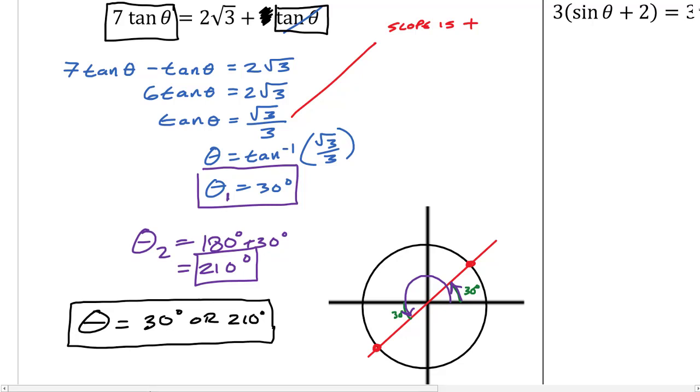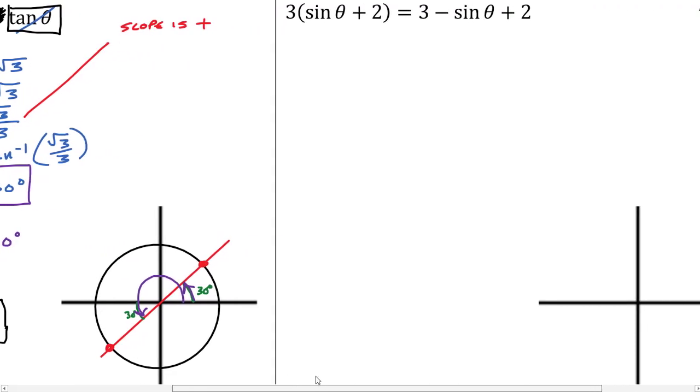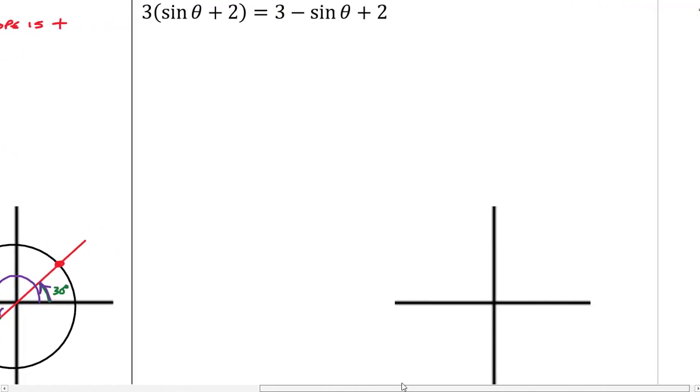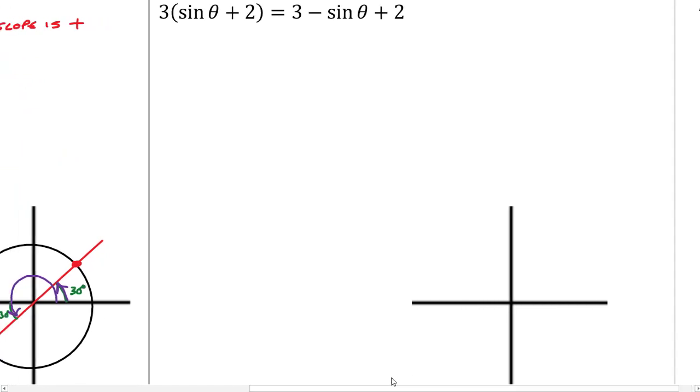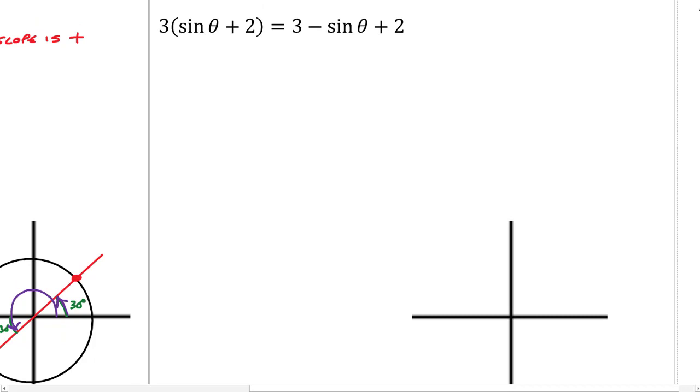All right, let's move right over and check out the one next to it here. This is another one that requires some more simplification. It's kind of getting to be a little bit of the same idea. Let me just move this up a titch. So what we need to do first is distribute the 3, collect like terms, that's all we're doing. 3 sine theta plus 6 equals 3 minus sine theta plus 2.